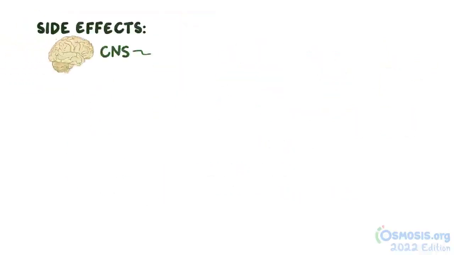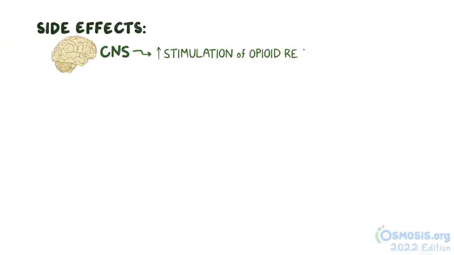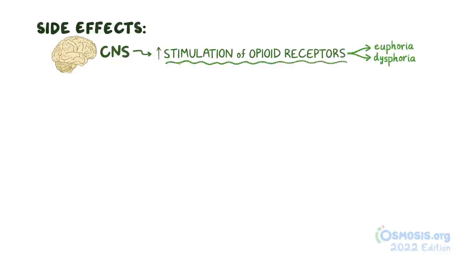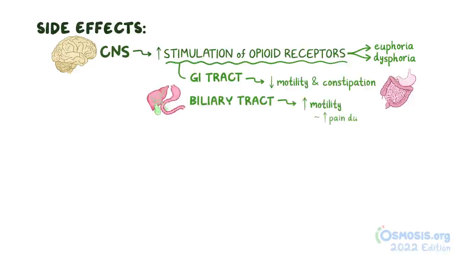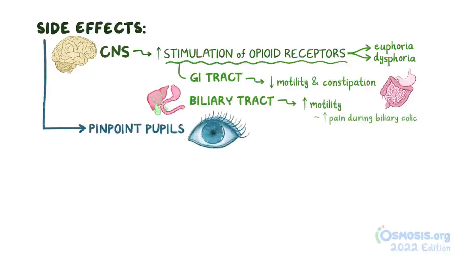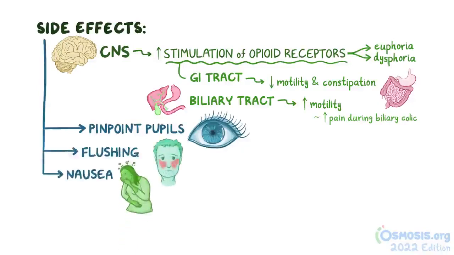Okay, let's move on to some side effects. In the central nervous system, excessive stimulation of opioid receptors can cause euphoria, but sometimes also dysphoria when the person feels unhappy and dissatisfied. Stimulation of opioid receptors in the GI tract causes a decrease in motility and constipation, but they increase motility in the biliary tract, which worsens the pain during biliary colic. Other side effects include pinpoint pupils or pupillary constriction, flushing, and nausea.